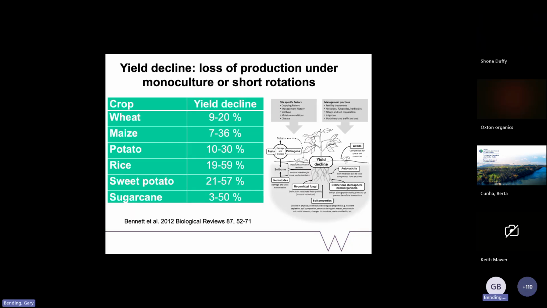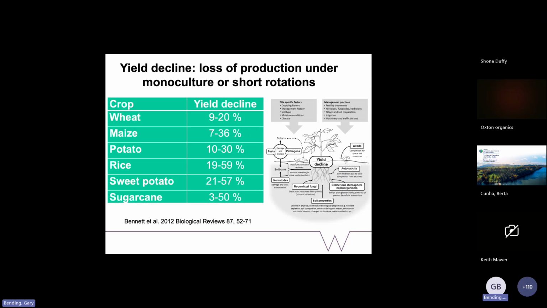So the way that we got interested in this was some work that we did, funded by DEFRA, actually quite a few years ago now, with a phenomenon called yield decline. And really there's a lot of evidence out there in the literature that if you grow a crop under short rotations or in monoculture, you lose productivity.